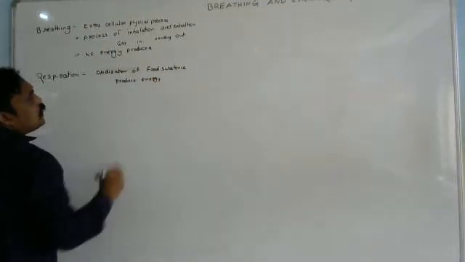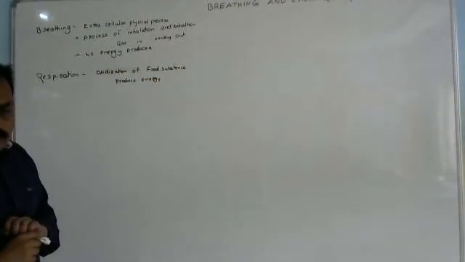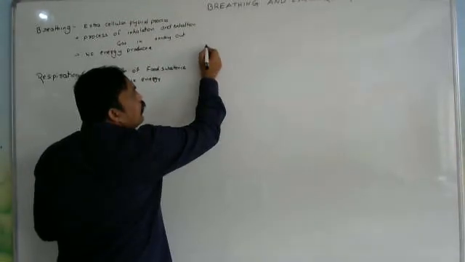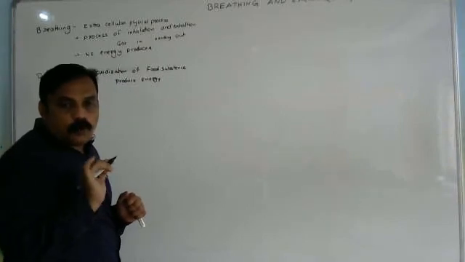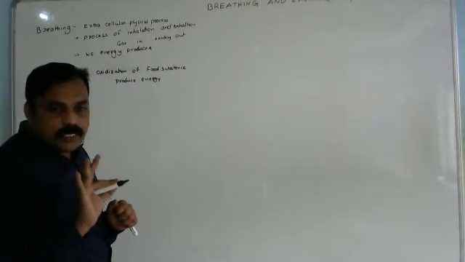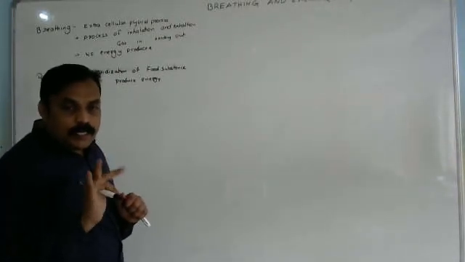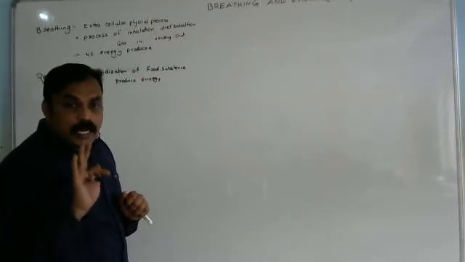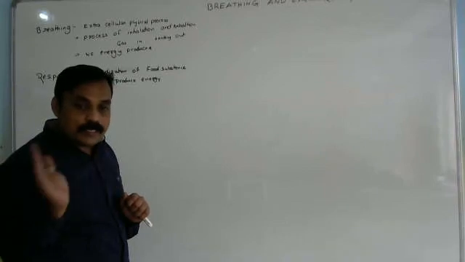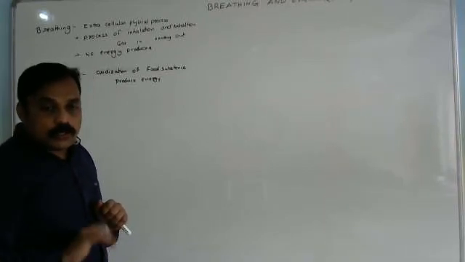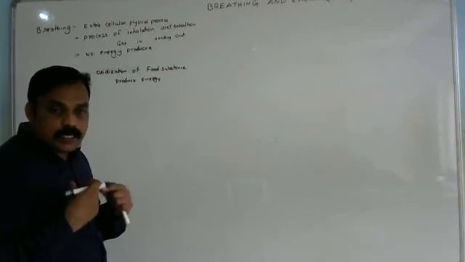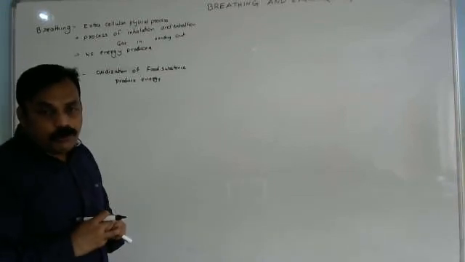What is oxidation of food substances? Generally, we take food substances: carbohydrates, fats, vitamins, minerals, whatever is there. Carbohydrates give us energy. Fats also give us energy, and sometimes amino acids also convert into energy, when our body requires it.